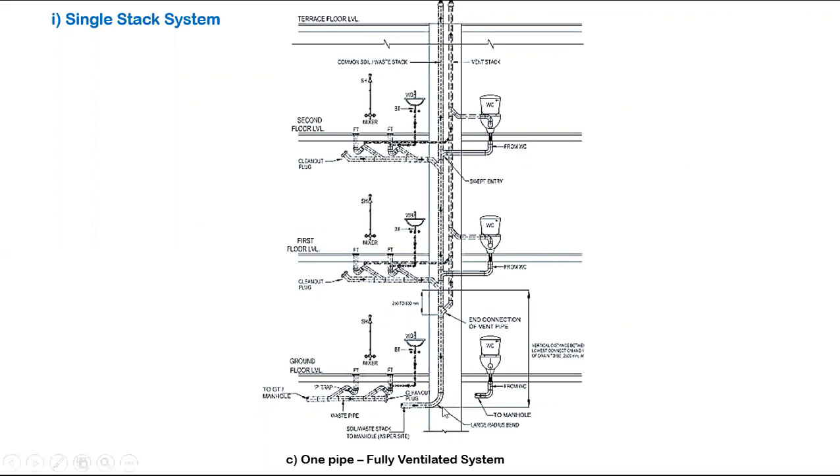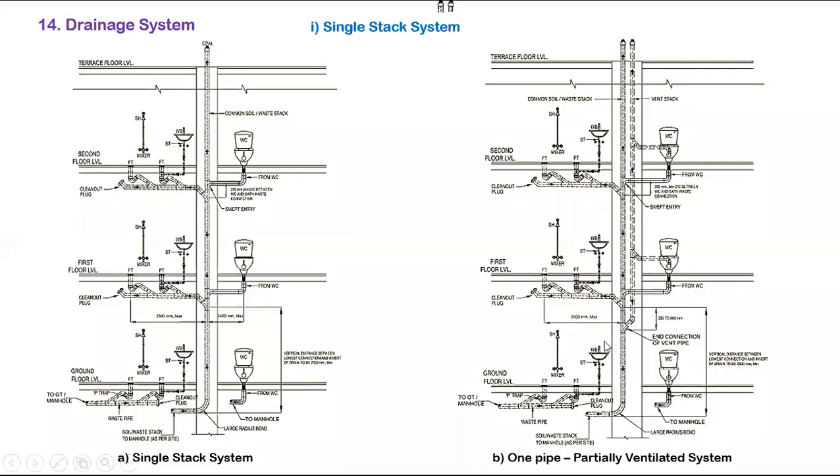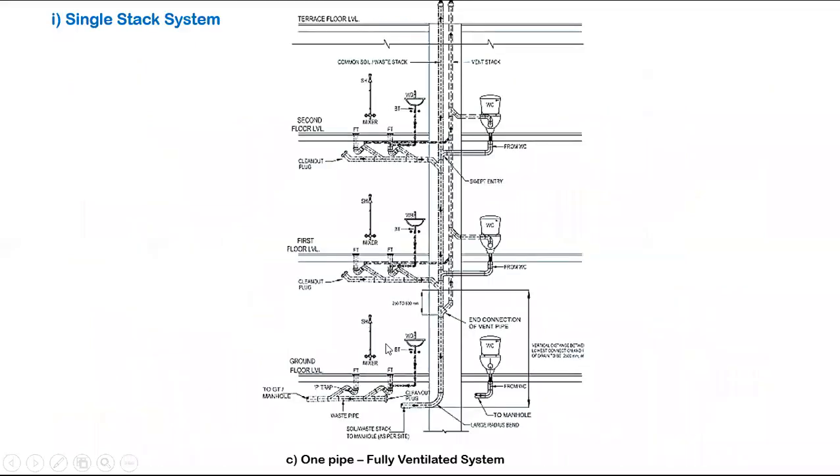One pipe fully ventilated system means, as we have seen previously, for the EWC only we have ventilation. Now you can see for the other waste pipe also we are connected into the vent pipe. The waste pipe bottom is connected into the main waste stack, and from the top we take one branch and connect it into the vent pipe.